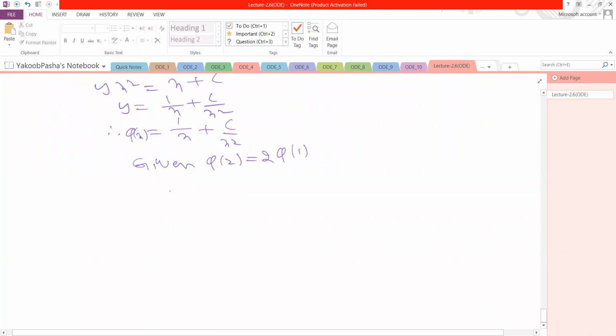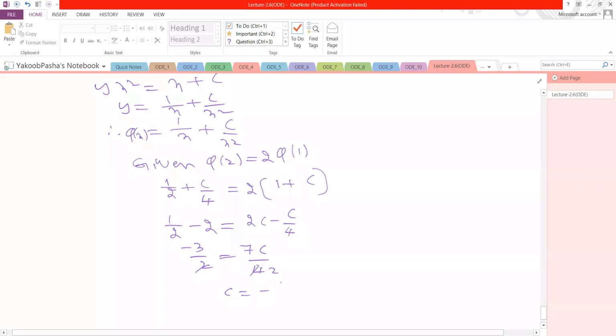So 1 by 2 plus c by 4 is equal to 2 times 1 plus c. Now this is 1 by 2 minus 2 is equal to 2c minus c by 4. This is minus 3 by 2, and this is 8c minus c, that is 7c by 4. From this we can write the c value: c is equal to minus 6 by 7. And substitute it in the general solution.